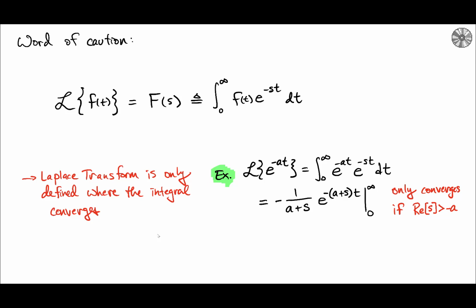So along with this solution, technically we need to add this addendum that says the real part of s needs to be greater than minus a, otherwise the Laplace transform explodes, it doesn't converge, and so we can't really define the Laplace transform. So this won't be a detail that we need to consider too deeply, but it's good to be aware of this when you use this technique.